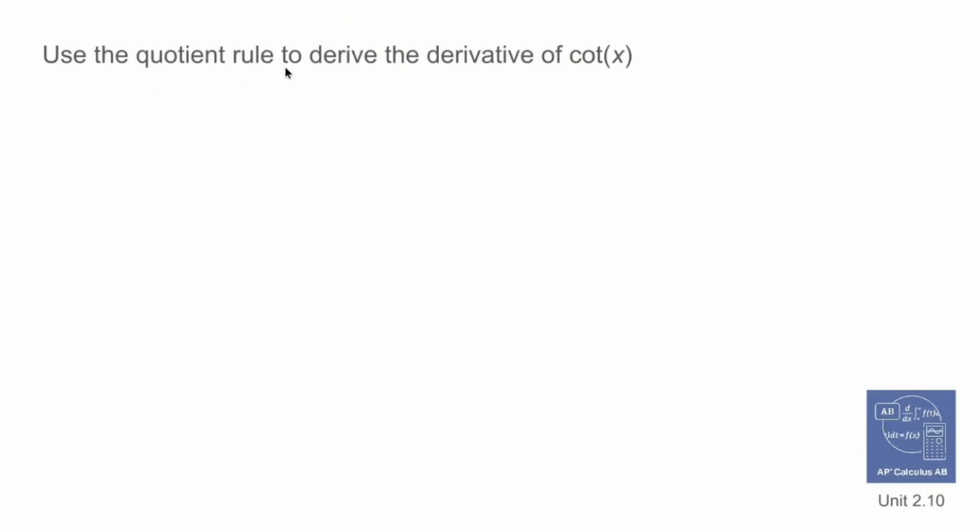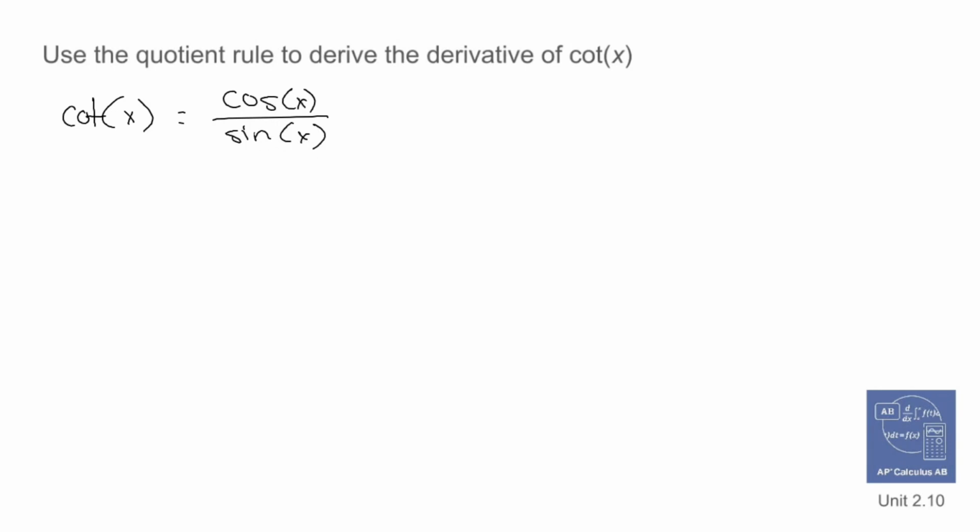Use the quotient rule to derive the derivative of cotangent x. Well, what is cotangent x? Cotangent x is the reciprocal of tangent, right? And since tangent is sine over cosine, cotangent is cosine over sine, like so.